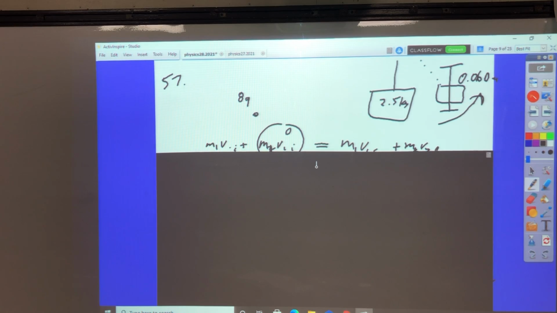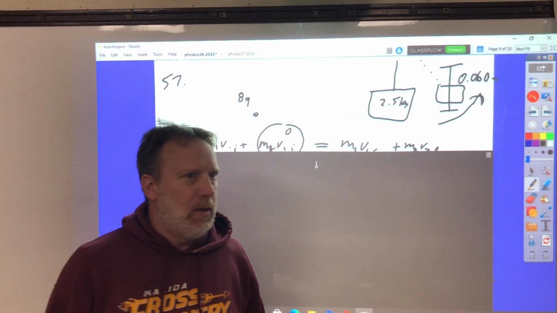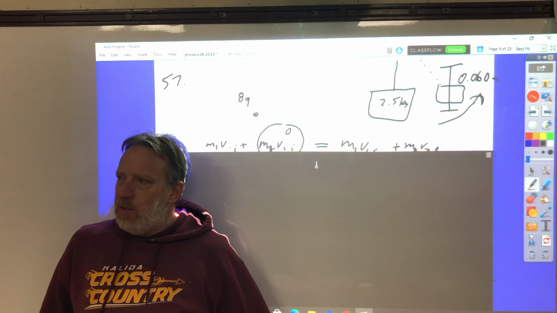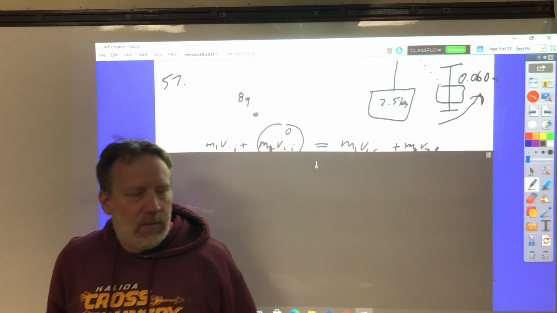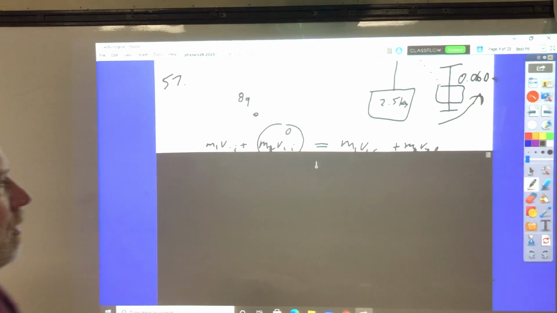Oh, this is ye old ballistic pendulum problem. I'm ordering, and all the stuff I'm going to order at the end of the year, a ballistic pendulum. It's only 60 bucks. I thought it would be hundreds.